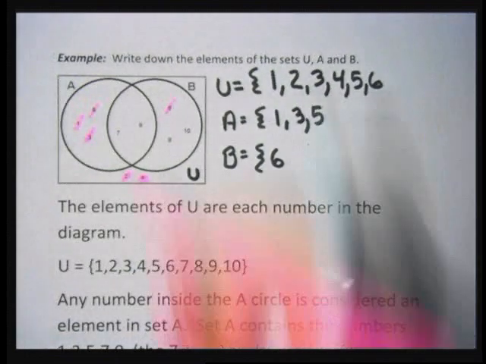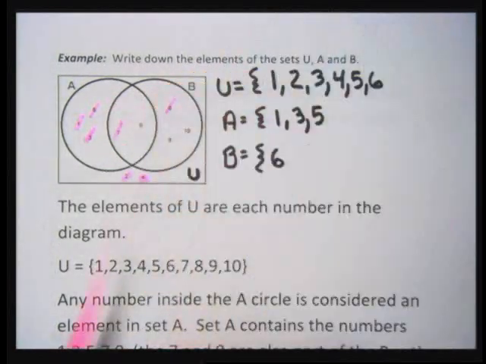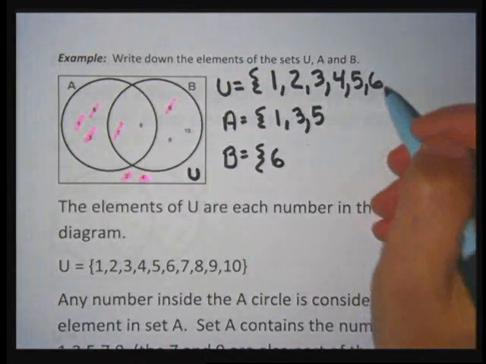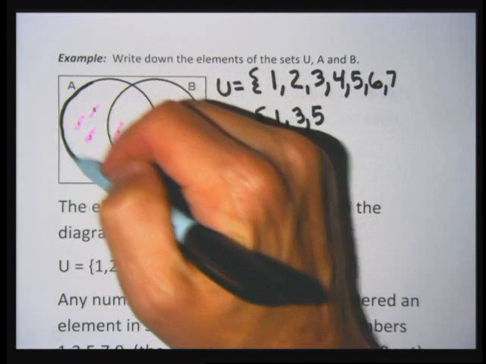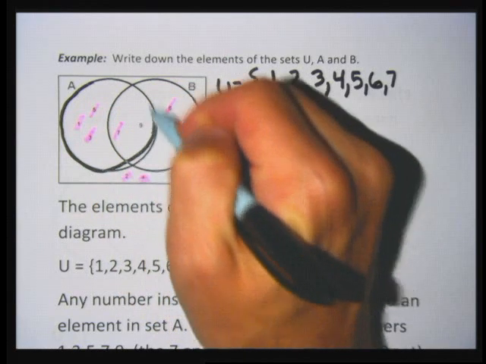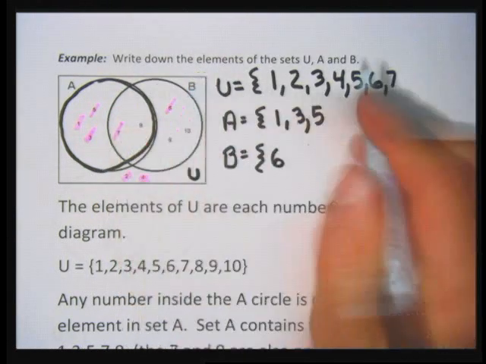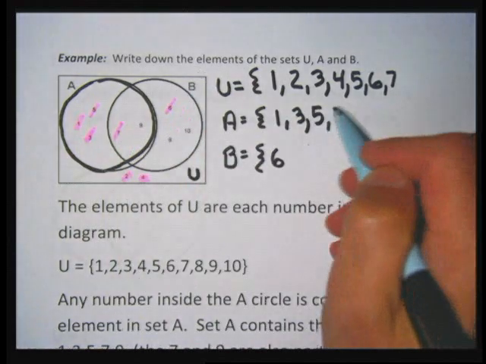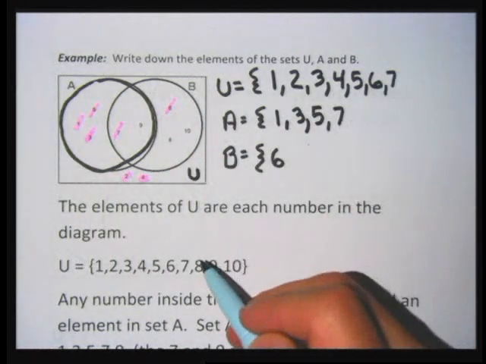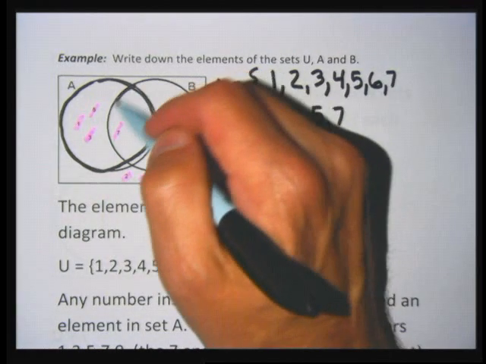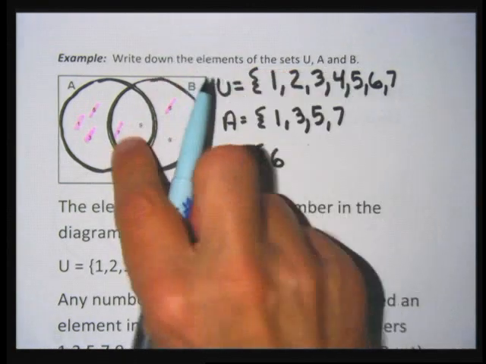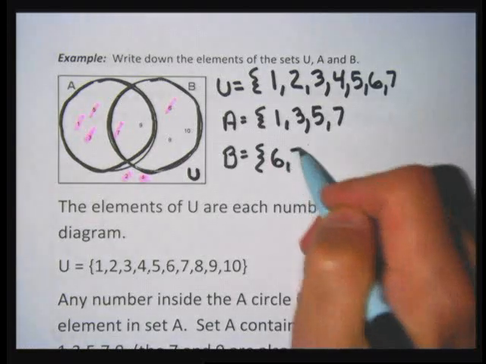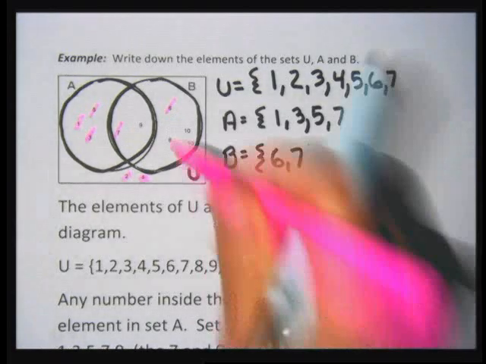Now I'll move on to the 7. 7's inside the rectangle, so it has to be part of the universal set. 7 is also inside the A set, so it needs to be in my listing of the elements of set A. And it's also inside the B set, because the circle that contains everything in the B set, 7 is in it, so it needs to go in the B set as well. Move on to the 8.